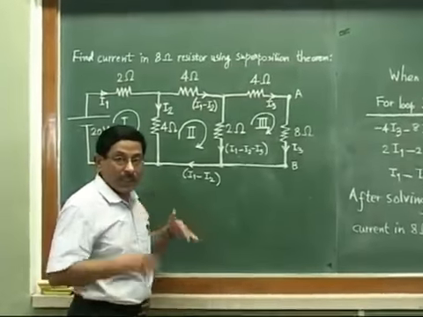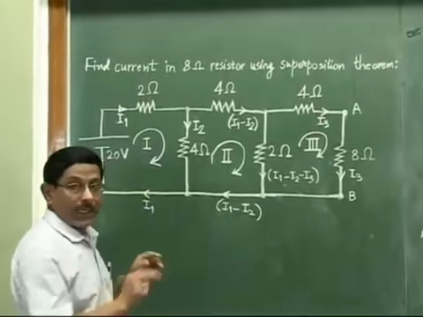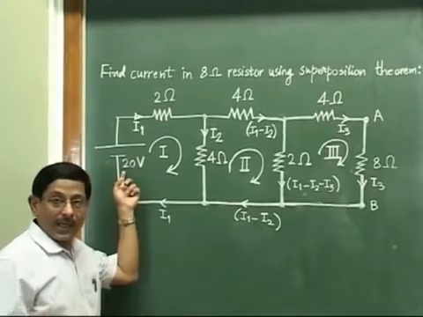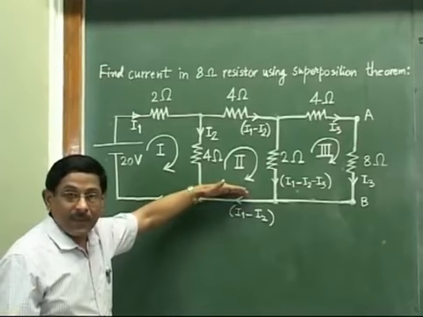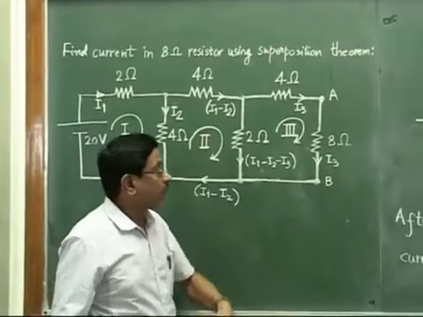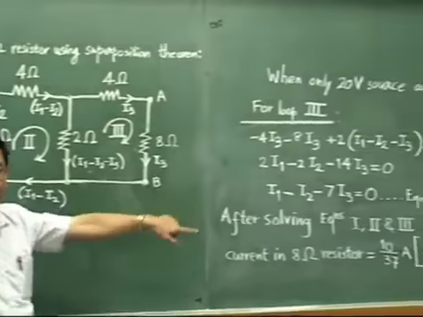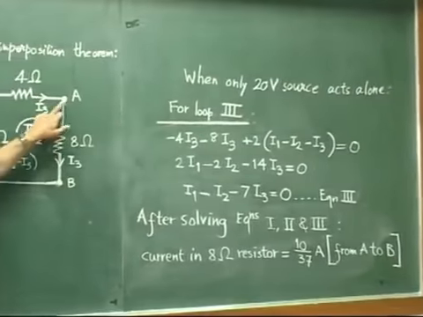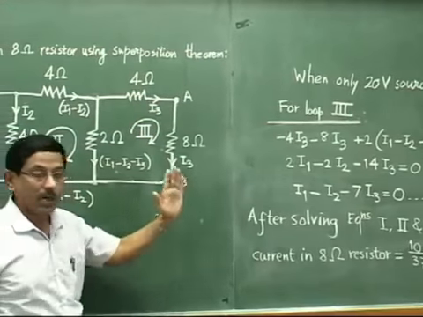of 20 volt. So what is the conclusion at the end of the first step? It is that when we consider only the 20 volt battery acting in the circuit, and the other batteries are not at all there, then the current flowing in the 8 ohm resistor would be 10 upon 37 ampere, and its direction would be from points A to B. Okay, so that is the first conclusion that we record somewhere.